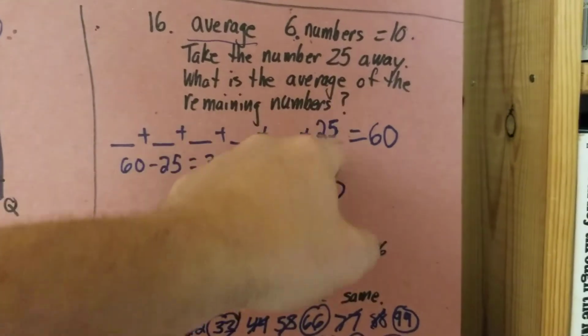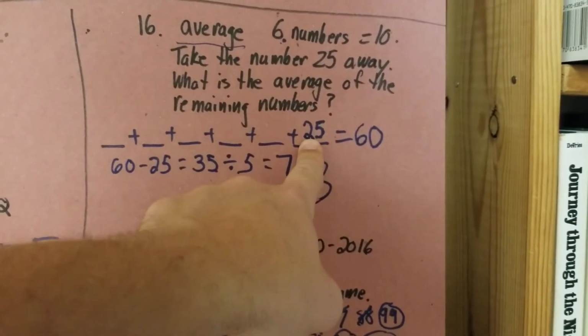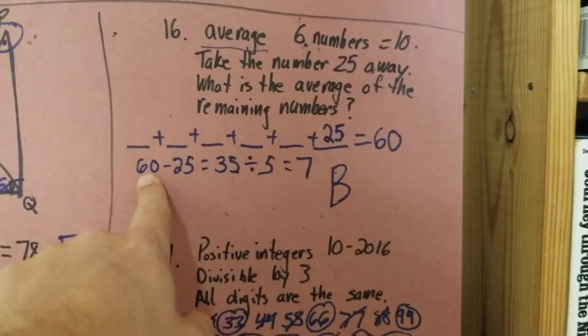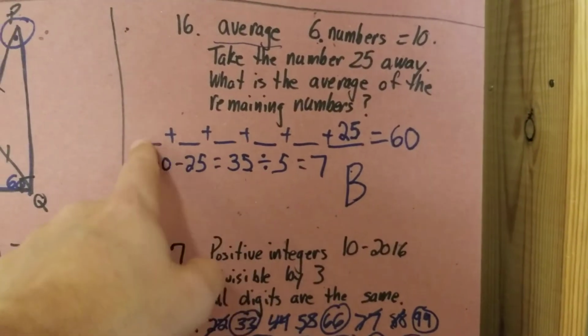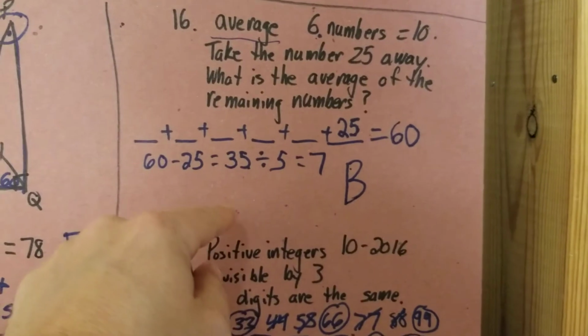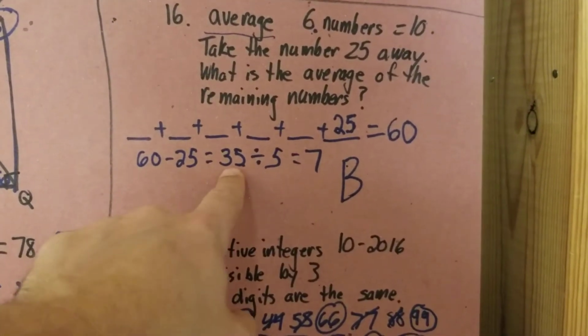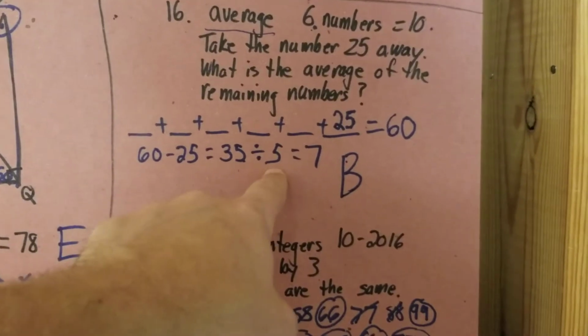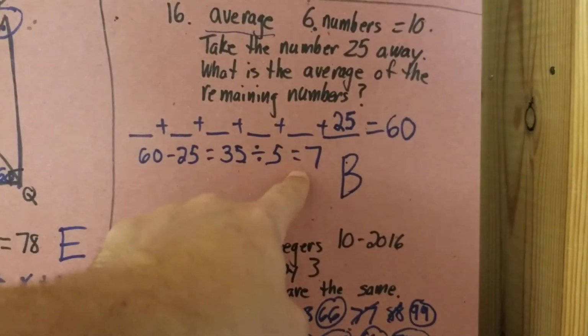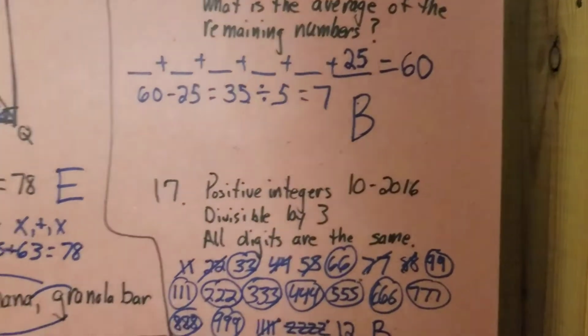So now it's saying take the number 25 away. Well, if I take the number 25 away, I have 60 minus 25, which is 35. So if I add my 5 numbers together, they equal 35. To find the average of 5 numbers, I divide by 5. That gives me 7. My answer is B.